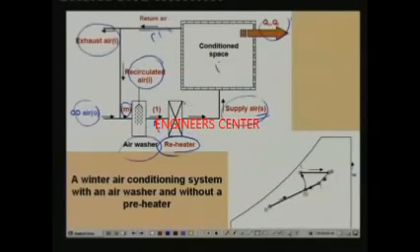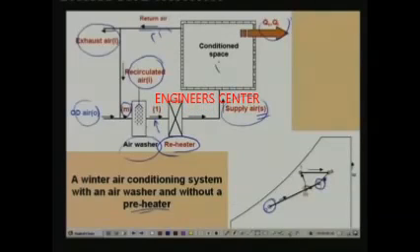Okay, so this is another system which does not have a preheater, and this process is shown again on the psychrometric chart here. You have the outdoor air and the recirculated air, both are mixed. So this is the condition of the mixed air. So this process M to 1 is what happens in the air washer.